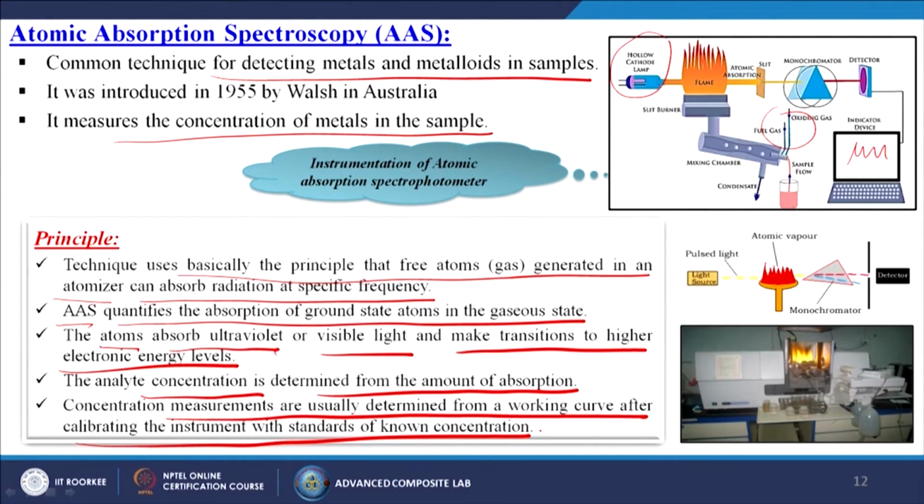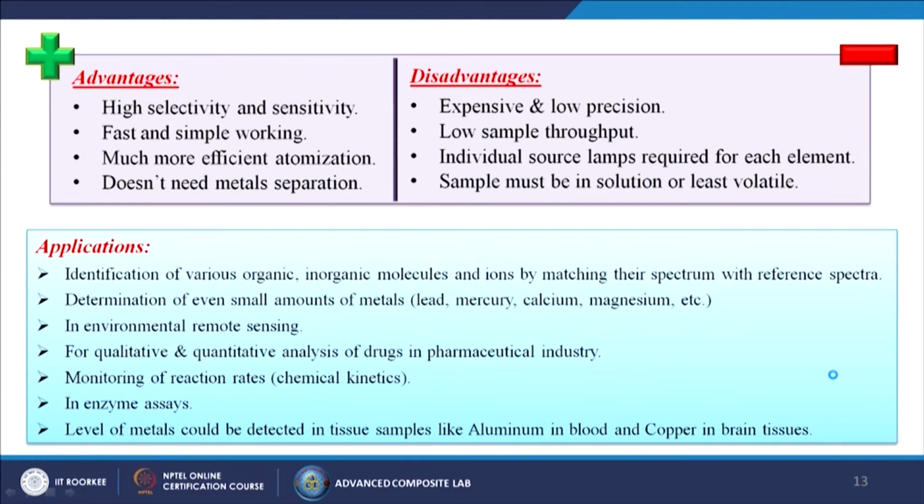So, generally we have the pulsed light or maybe the light source, then the atomic vapor, then the monochromator and the detector. This is the simplest instrument, and this is what we generally use for AAS studies. What are the advantages? High selectivity and sensitivity, fast and simple working, much more efficient atomization, and it does not need metal separations. Of course, there are certain disadvantages also.